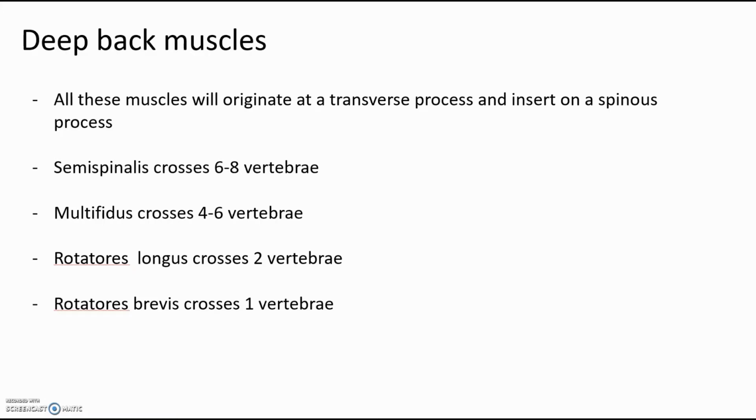All right, so now let's start going over our deep back muscles. All of these muscles have defining characteristics listed on the slide here. The most important characteristic here is that all of these muscles will originate from a transverse process and they will insert onto a spinous process of a different vertebrae.